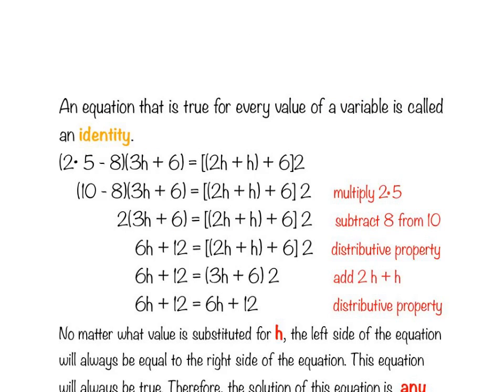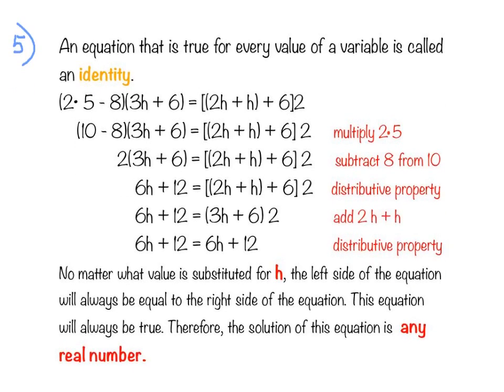Okay, and then we have example number 5, the last possibility. An equation that is true for every value of a variable is called an identity. So write this one down. 2(5 - 8)(3h + 6) is equal to [(2h + h + 6)] times 2.